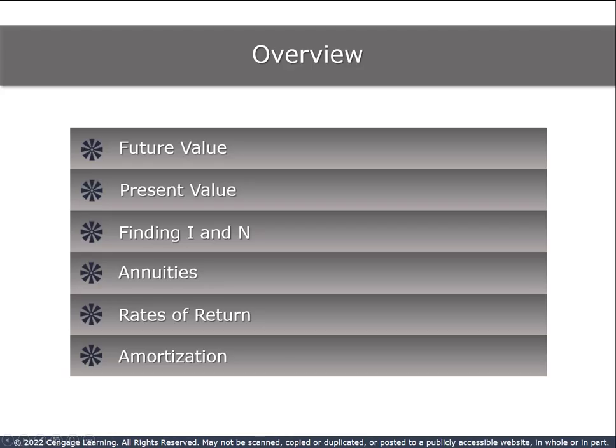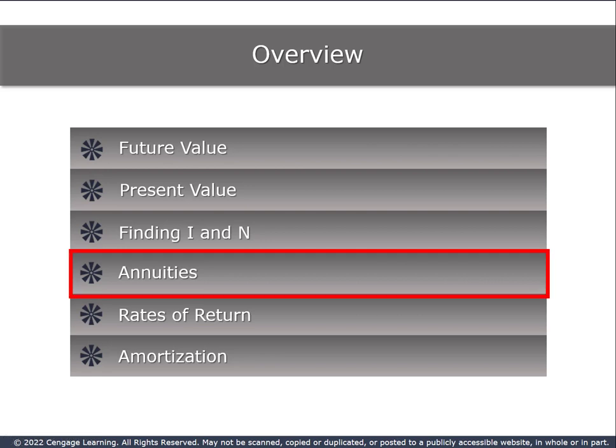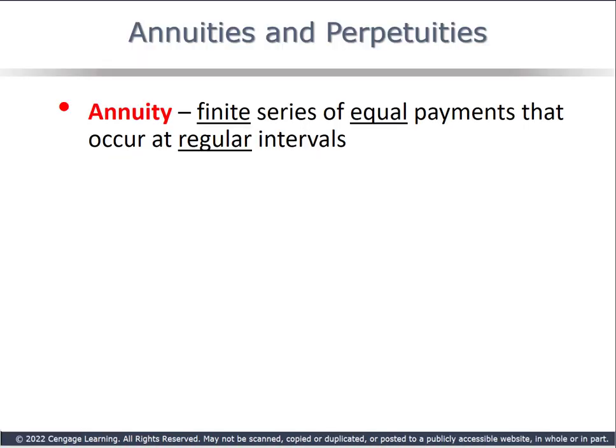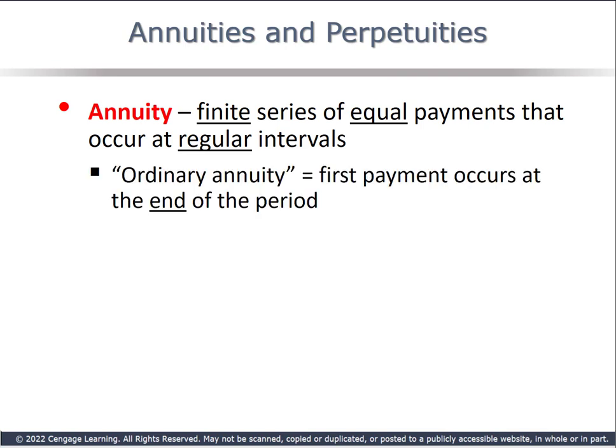Part B of the TVM chapter deals strictly with annuities. We'll still be using the TVM keys on the calculator, but now the payment register will not be 0. An annuity is defined as a series of equal payments, inflows or outflows, that occur at regular intervals for a finite period. An ordinary annuity is one where the first payment occurs at the end of the period. This is the default in your calculator and in Excel.